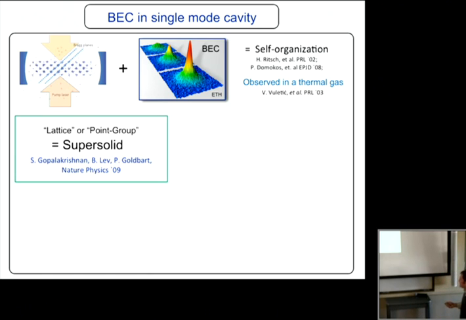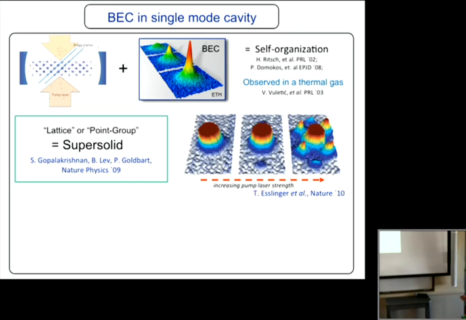It's more akin to annealing. And so this is what I call a lattice or point group supersolid, and I would not consider it a true supersolid. But nonetheless, you can call it that. And it was actually seen in a beautiful experiment by Tilman Esslinger's group in 2010, where you have the condensate and then you have these Bragg scattered satellites concomitantly. So that's a beautiful demonstration.